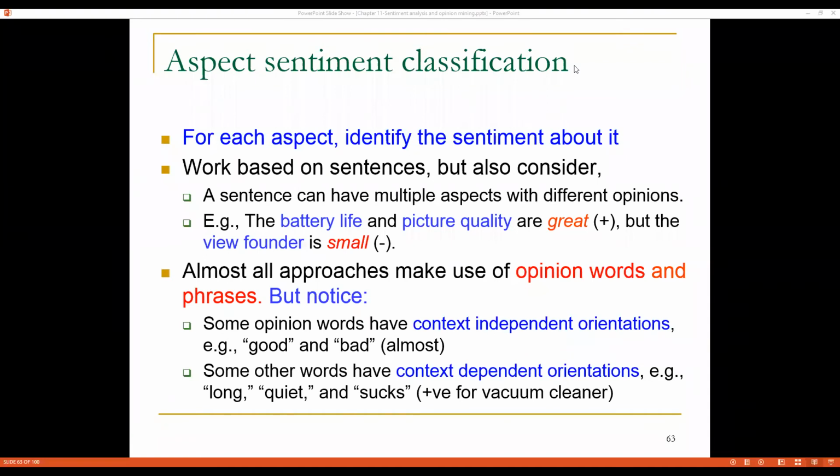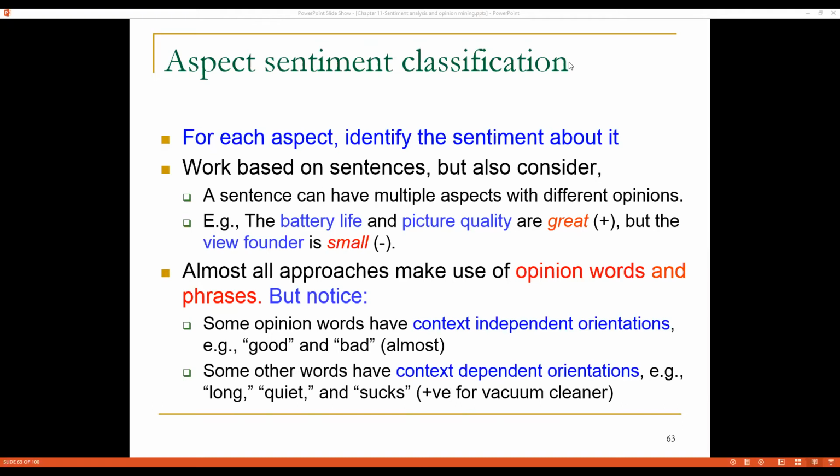So for aspect sentiment classification, for each aspect, you must identify the sentiment about it. Work is based on sentences, but you also have to consider that a sentence can have multiple aspects with different opinions. For example: the battery life and picture quality are great, but the viewfinder is small. So you've got a couple of positive aspects and a negative one.